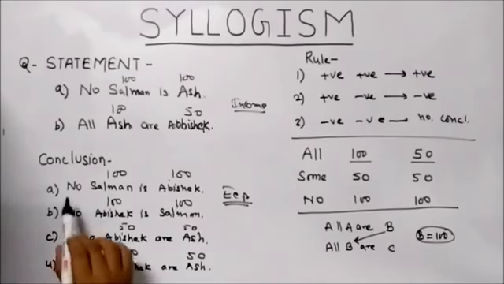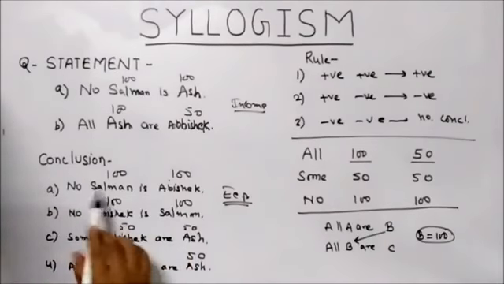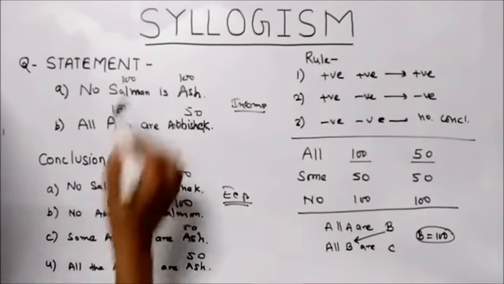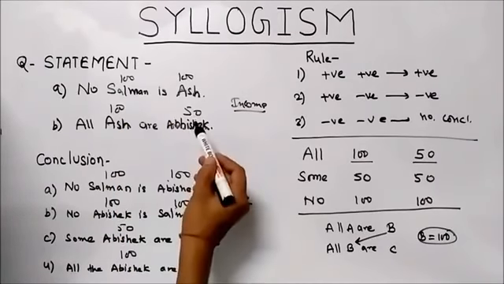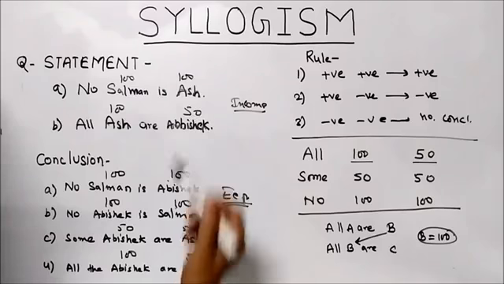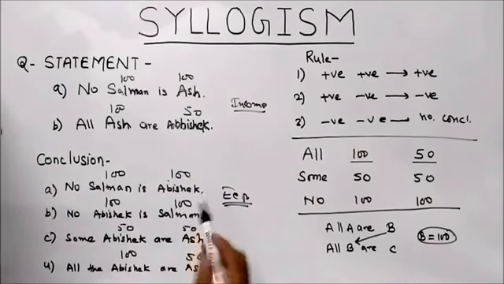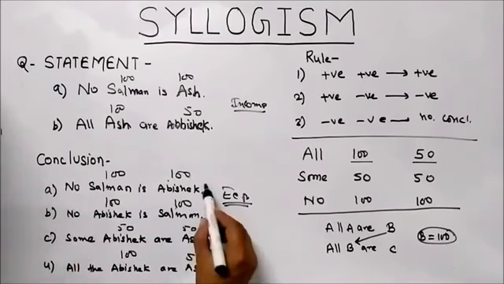For conclusion 1, No Salman is Abhishek. Check the values. Here Salman is 100. Here Salman is 100. Here Abhishek is 100. Here Abhishek is 50. Income is less than expenditure. Can't be true. So conclusion 1 is not true.